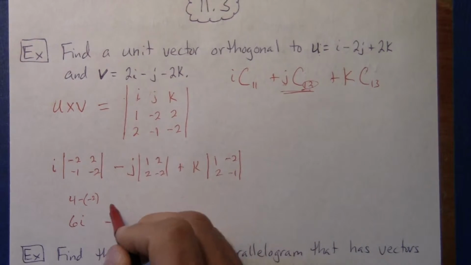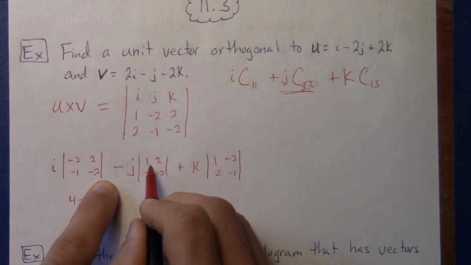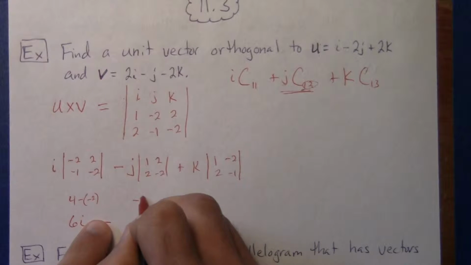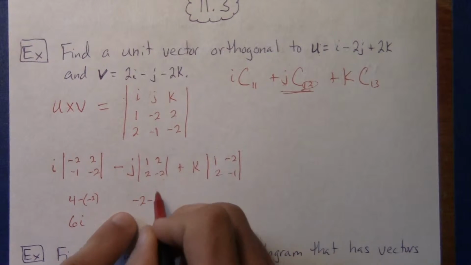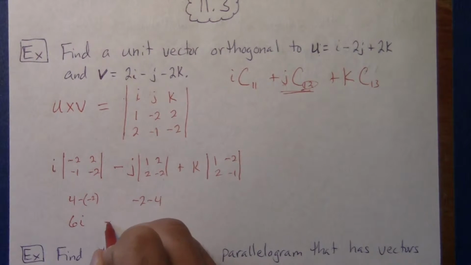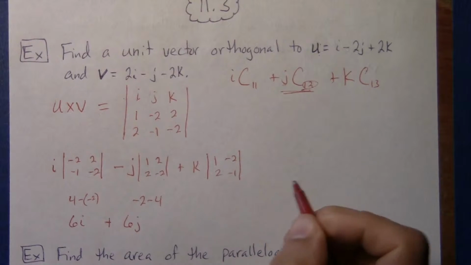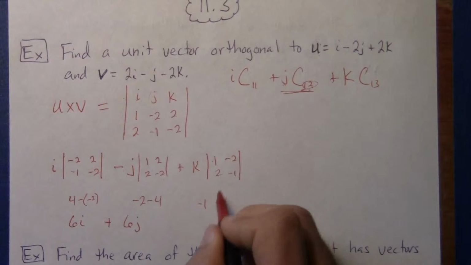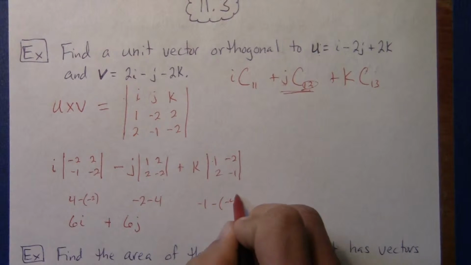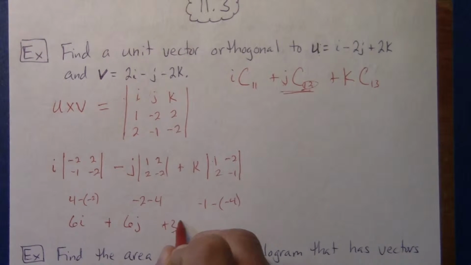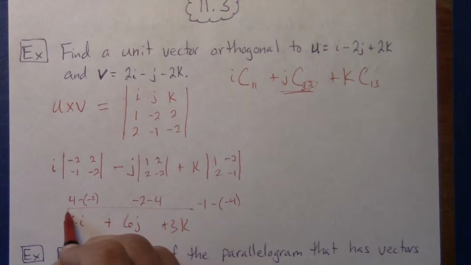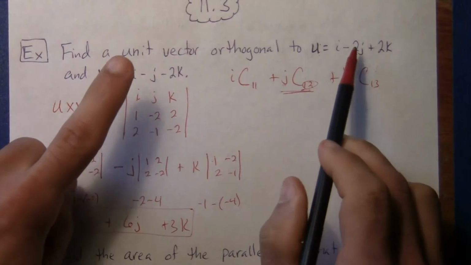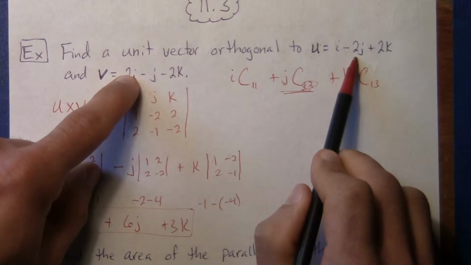minus, well, at least minus j for right now. Find the determinant, it's going to be negative 2 minus 4, which is negative 6, so that's going to turn into plus 6j. And then if I find the determinant here, I've got negative 1 minus, looks like negative 4, so that's going to turn into a positive 3k. So this vector is orthogonal to both of those two, or it's perpendicular to both of those two.